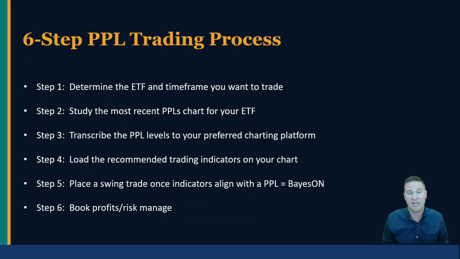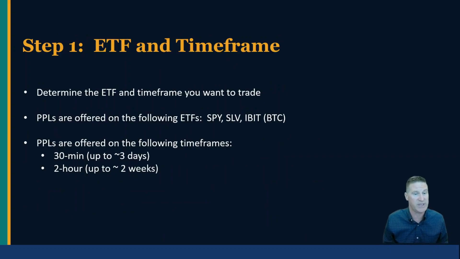Now there is a 6-step process by which you might want to consider trading with PPLs. Step 1, determine the ETF and time frame that you want to trade. Then you want to look at the different PPLs. You want to transcribe those to your charting service of choice. You want to load those trade indicators in there, and then you want to place trades as they align. We call that Bayes on. And then you want to book profits or risk manage. So let's go into each one of these in a little more detail.